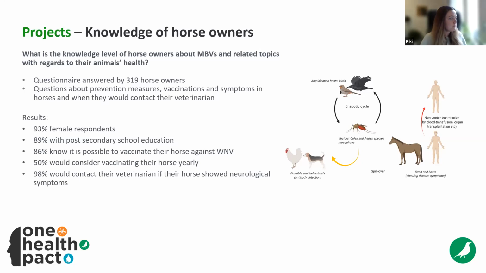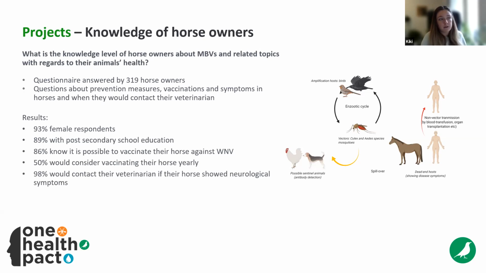So we asked around 320 horse owners about prevention measures, vaccinations, for example. And what was quite interesting, what was expected, is that we had a lot of female respondents, but they were quite highly educated, and almost 90% knew that it was possible to vaccinate their horse, but only 50% would consider vaccinating their horse. And this is useful information because then you can imagine that the willingness or the urgency doesn't seem so high for them. And almost 100% would contact their veterinarian if their horse showed neurological symptoms.